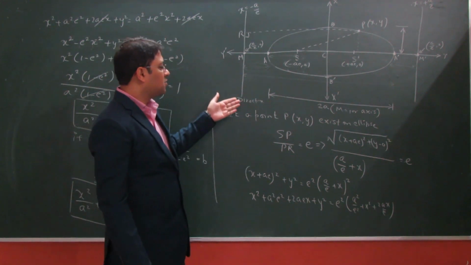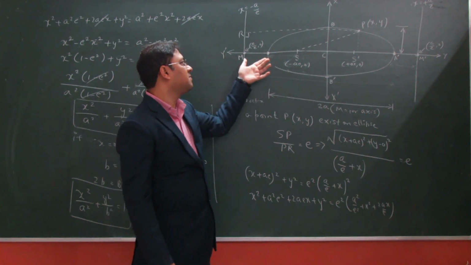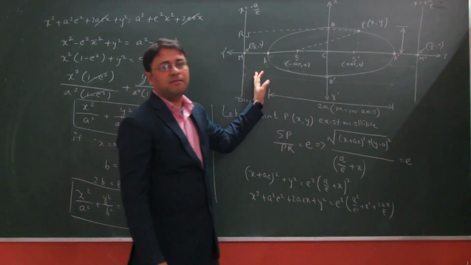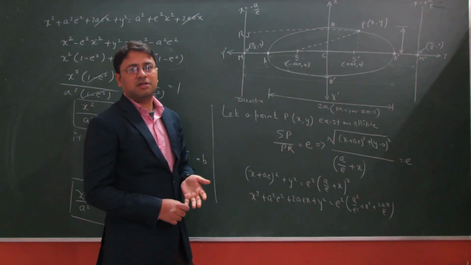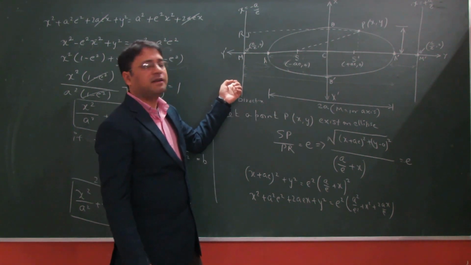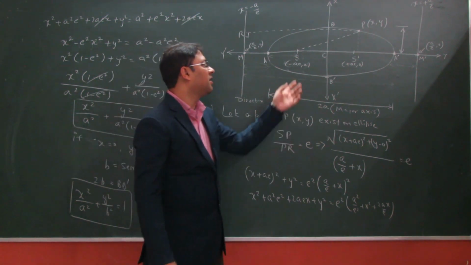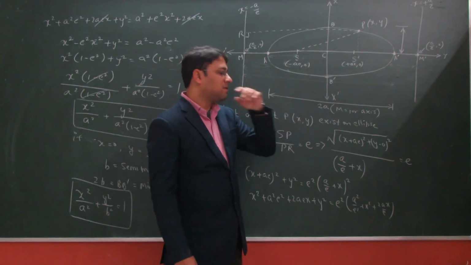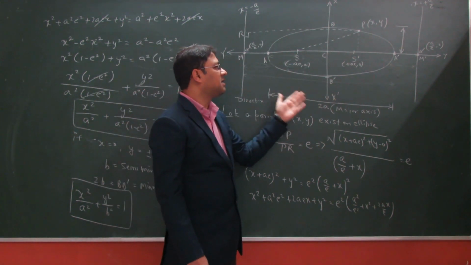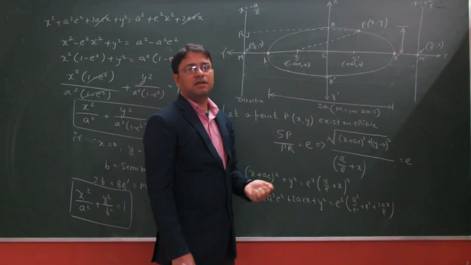Starting from there, the first step was SA is E times of AM. The second step was SA dash is E times of A dash M. We first added both equations, and we got the coordinates where the directrices lie in standard form. If we subtract, then we get the coordinates of the focus. So these are the two major steps. Then, the distance AA dash is called the major axis, and the distance BB dash is called the minor axis.